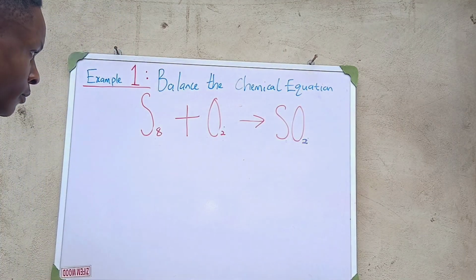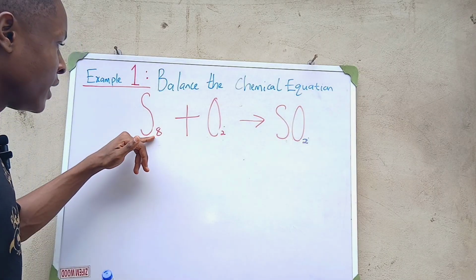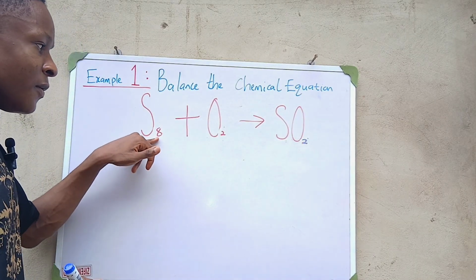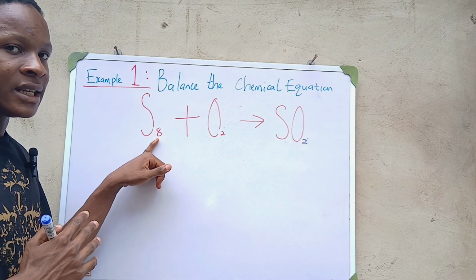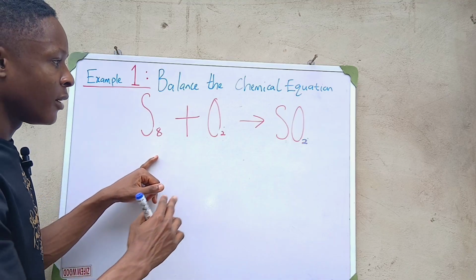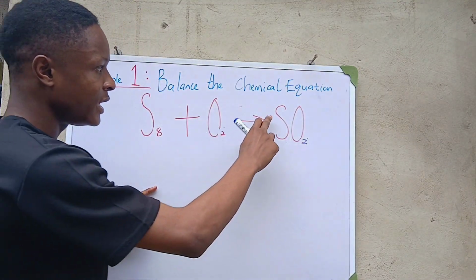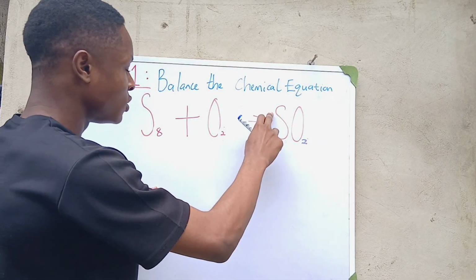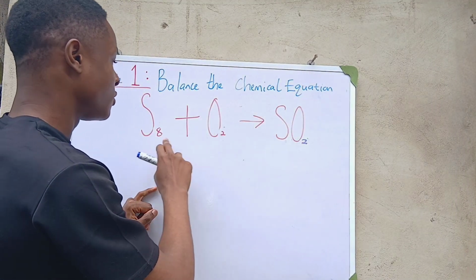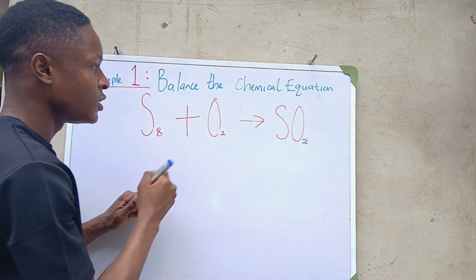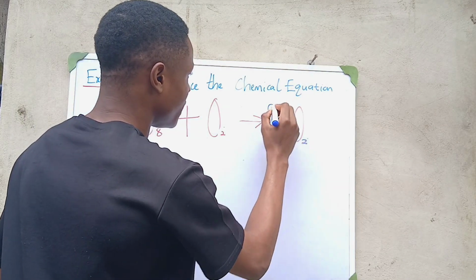So now looking at this, we have 8 atoms of sulfur on the left hand side, that's the reactant side, and we have only 1 atom of sulfur here. So let's add 8 to balance the number of atoms of sulfur on the left and the right. So adding 8 here now.